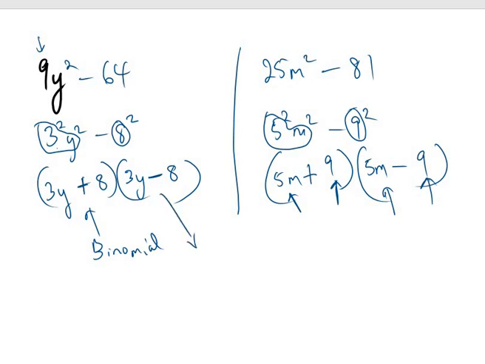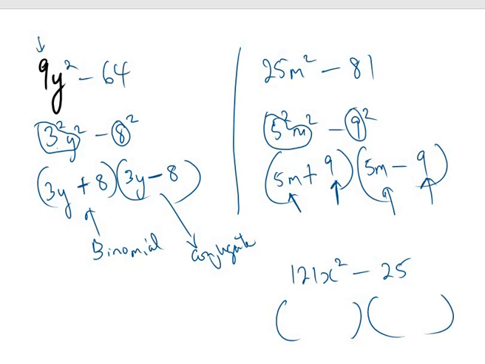This is the conjugate of the original binomial. They're both binomials, mind you, but they're conjugates of each other. So if I give you the last one, 121x squared minus 25, how would you do that one? Well, you know that you're going to get a binomial times a binomial. What sign should go in the first one? Plus. In the second one, minus.